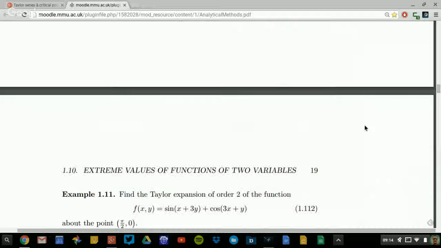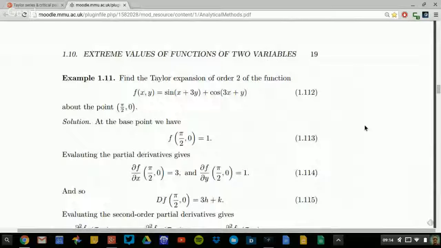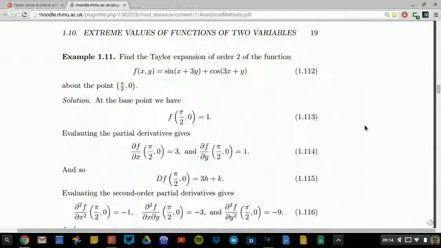So let's jump in and look at an example. We'll do example 1.11. Some of the results of the example are laid out there on the page, but we'll work through the details of it.